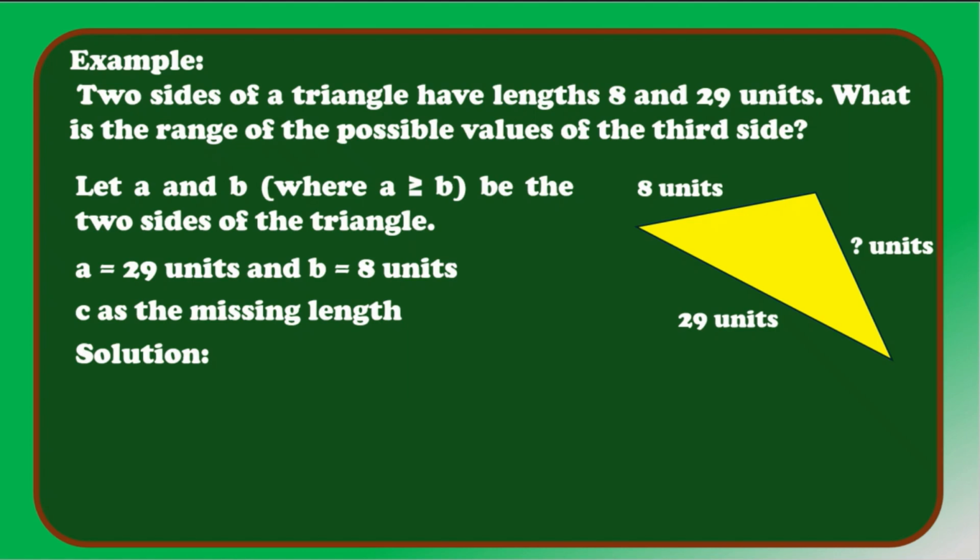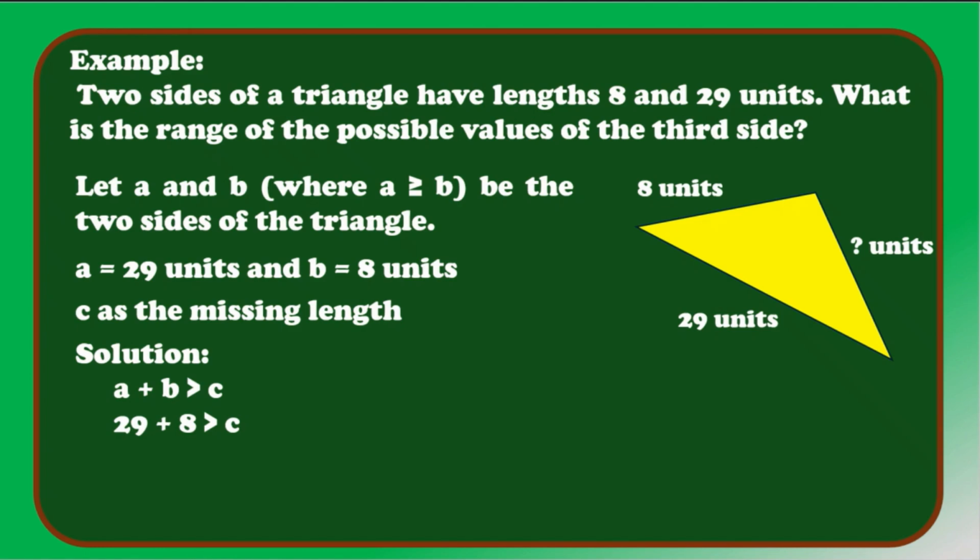Okay? Now, for our main solution, for us to be able to present a range of values for our letter C, we apply the triangle inequality theorem by using variables. It is stated that the two sides, if we add them, must always be greater than the third side. Based on our given, the two sides that we have are A and B. So A plus B is greater than C. If we substitute the given, we have 29 plus 8 greater than C.